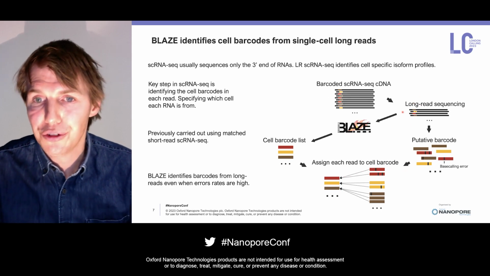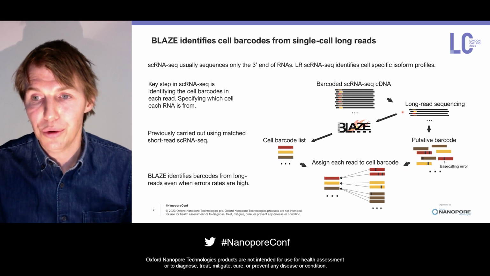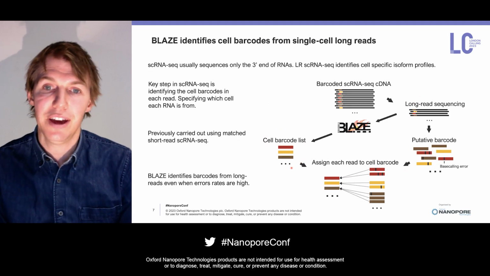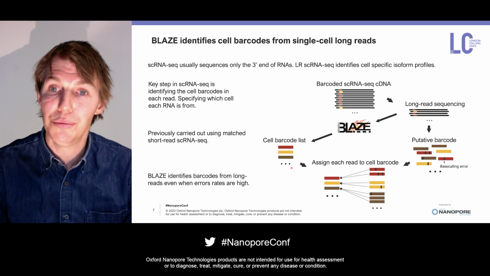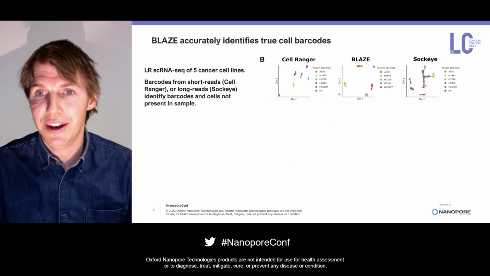With our new Blaze tool, we've eliminated the need to do any short-read sequencing at all. We can now accurately detect the cell barcode list directly from the long-read sequencing. This saves both time and money, and as we actually also found, gives you more accurate results. And I'll give an outline of why that is here.